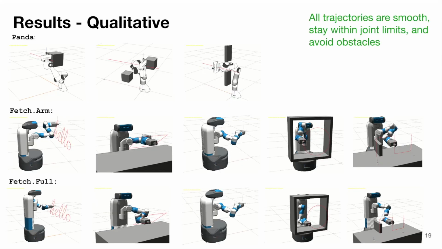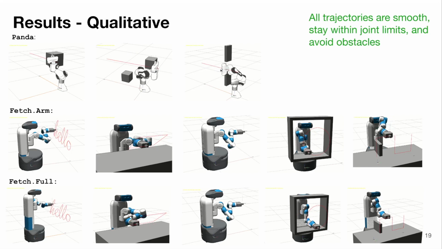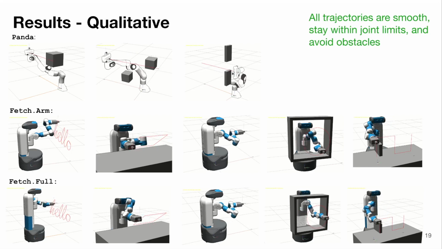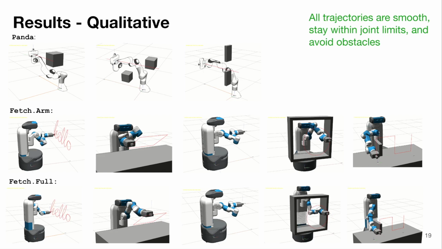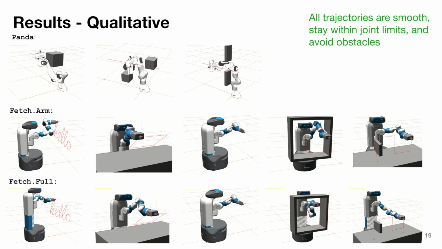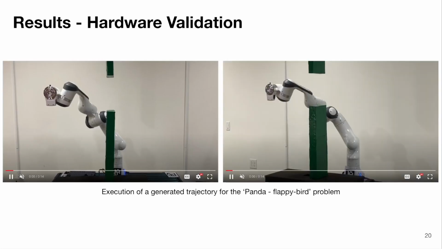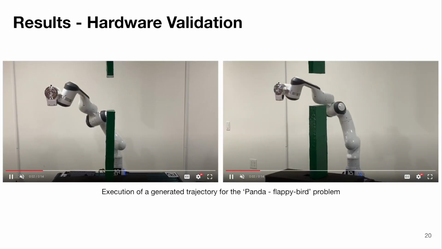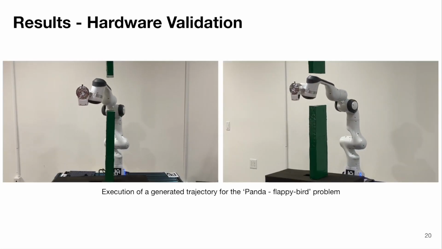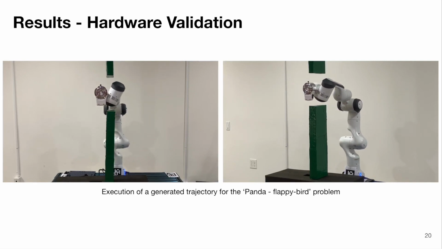CppFlow quickly generates smooth, collision-free trajectories such as the ones shown here. We validate the returned trajectories on real hardware with the Franka Panda arm. This demonstration is for the Panda Flappy Bird problem.